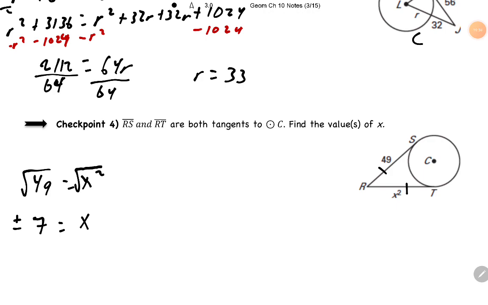But x cannot be negative 7 because that would mean our length would be negative, and we don't use negative lengths. So my answer is x equals 7. x cannot be negative 7. And that's the wrong symbol. It's 1 slash. Not a curvy slash, just a slash. Okay, not possible. No negative lengths.